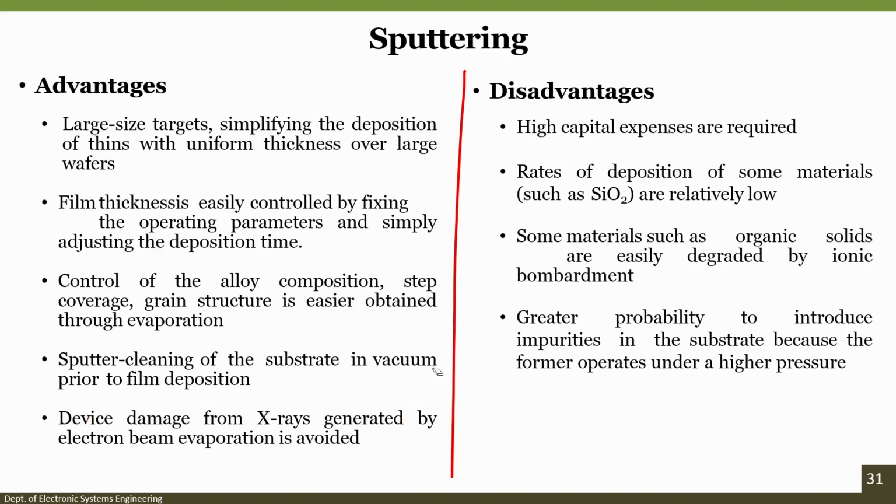However, like every system, sputtering also has some limitations. The first limitation is that it is expensive. The second limitation is that the deposition rate for some materials like silicon dioxide is extremely low. The third limitation is that materials such as organic solids are easily degraded during the ionic bombardment, and finally, there is a greater probability of introducing impurities in the substrate because it operates under a high pressure.